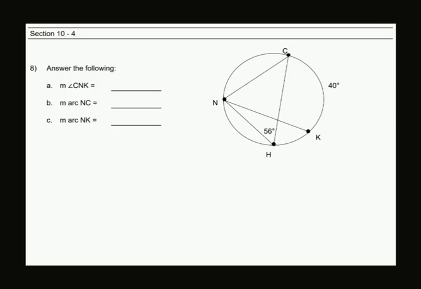Section 10.4, let's play with some circles. CK is a minor arc, which is 40 degrees. CNK is a major arc, which is going to be 360 degrees minus that small 40, for 320.